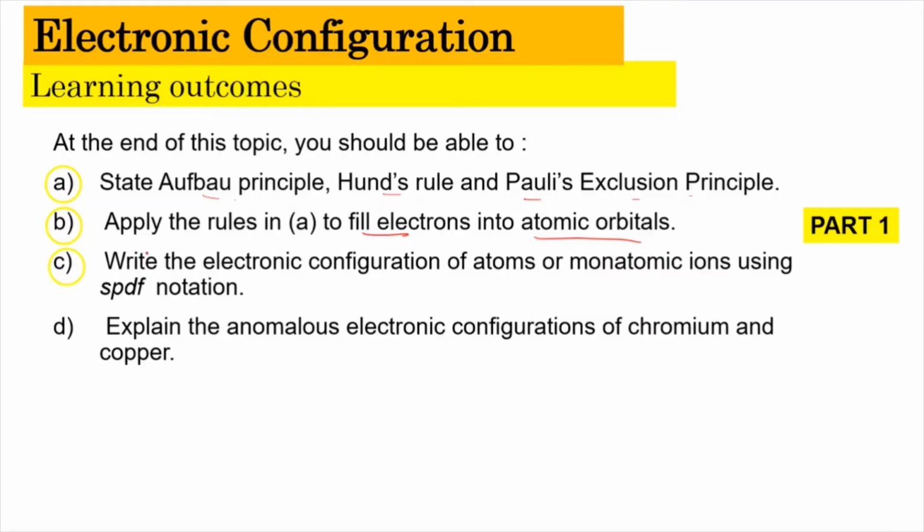Next, we're going to learn how to write the electronic configuration of an atom or monoatomic ion using the spdf notation. So the learning outcomes A, B, and C will be covered in part 1, which is in this video. For the learning outcome D, we're going to look at that in part 2 of the video, which is in the next video. So without any further ado, let's start with part 1 of the video first.